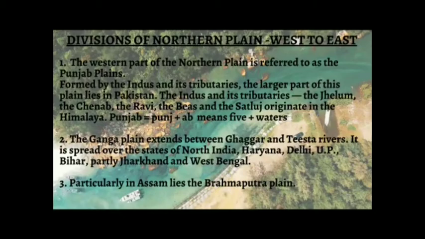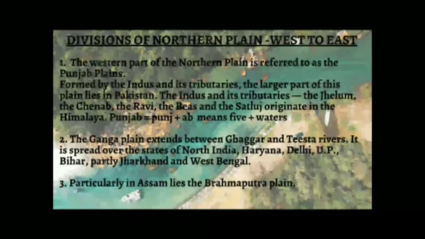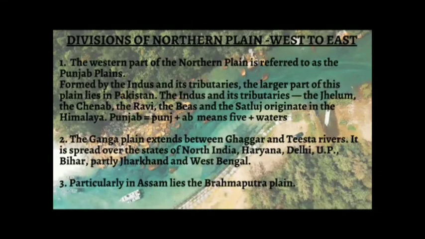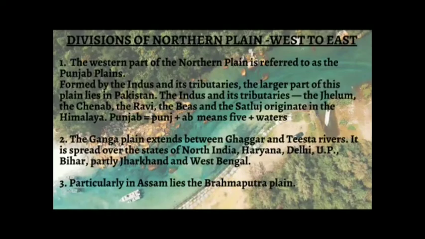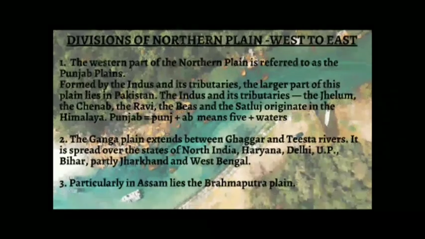Okay, now the second part of northern plain, Ganga plain it is called. This extends between Ghaggar and Tista rivers. It is spread over the states of North India. Which states? Haryana, then Delhi, our capital, then UP, Uttar Pradesh, Bihar, some part of Jharkhand and West Bengal. Means major northern states are all covered by this Ganga plain. And the third plain is the eastern part, that is Brahmaputra plain, Assam. Some part of Assam lies in Brahmaputra plain.